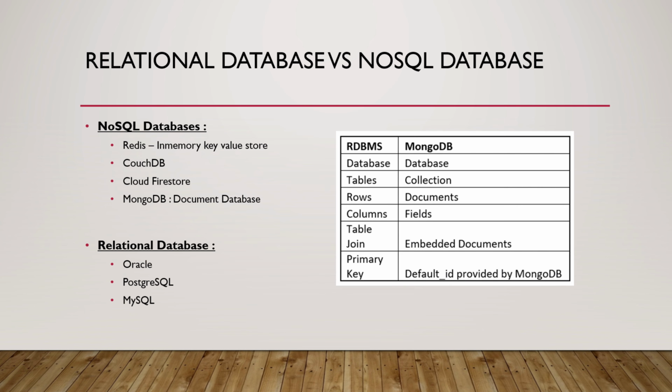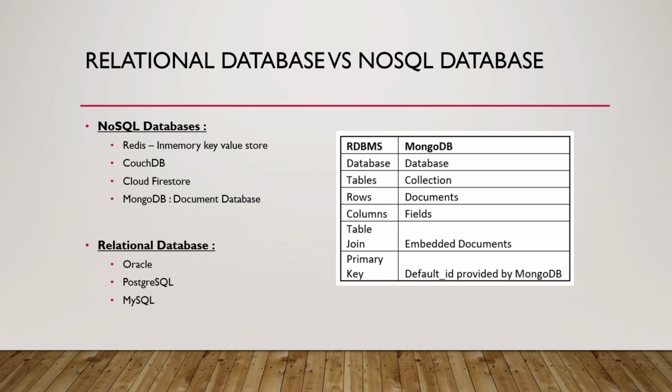The NoSQL databases are Redis, which is an in-memory key-value store, CouchDB, Cloud Firestore, and MongoDB, which is a document database. The NoSQL databases are document-based, dynamic schema, and horizontally scalable, but not as good for complex queries. The relational databases are Oracle, PostgreSQL, MySQL. There are plenty more for both; I've given some examples. These relational databases are table-based, predefined schema, vertically scalable, and good for complex queries.